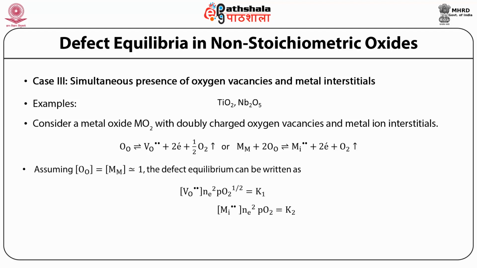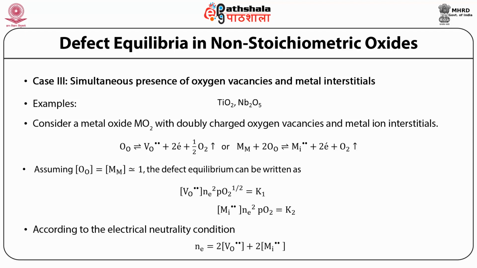Assuming that the concentrations of OO and MM are approximately 1, the defect equilibrium can be written as: concentration of VO double dot times Ne square, PO2 to the power 1 by 2 is K1, and K2 is equal to concentration of Mi double dot, Ne square, PO2. So according to the electrical neutrality condition, Ne is equal to twice of VO double dot plus twice of Mi double dot.